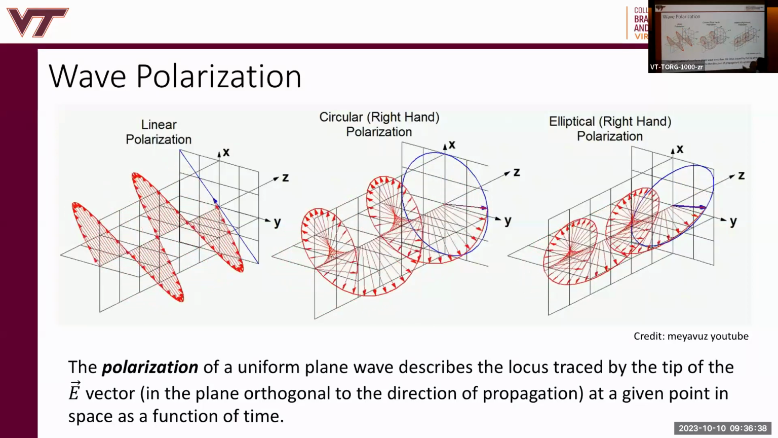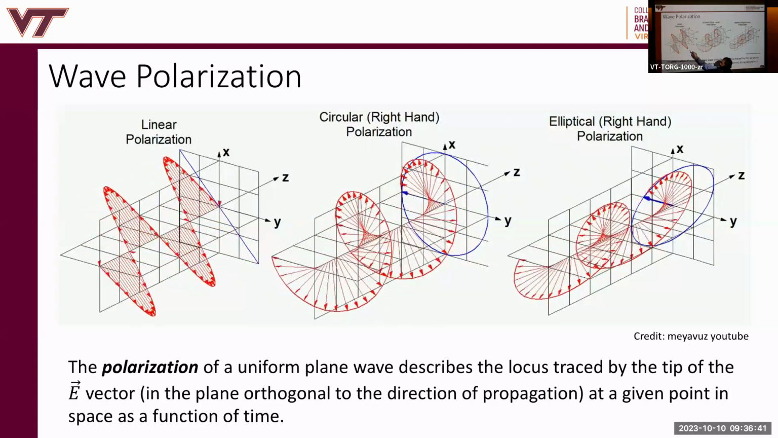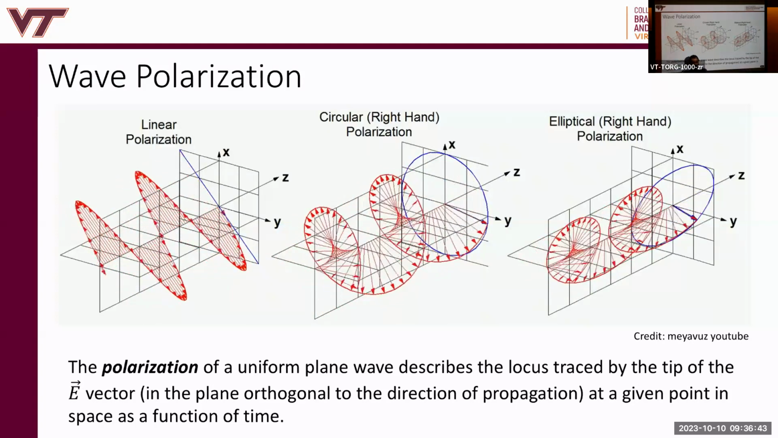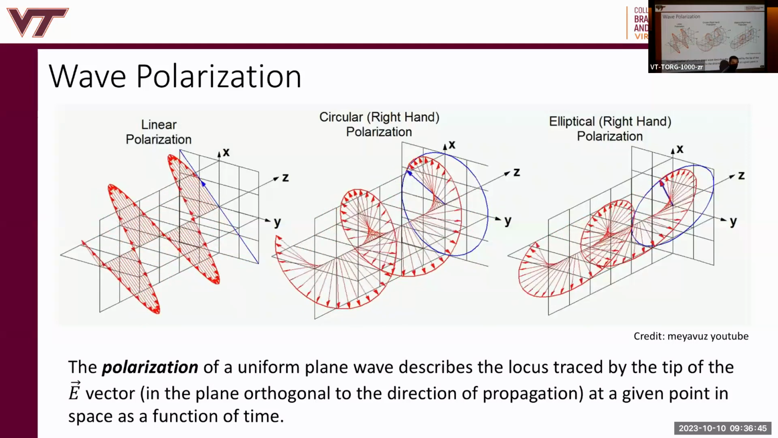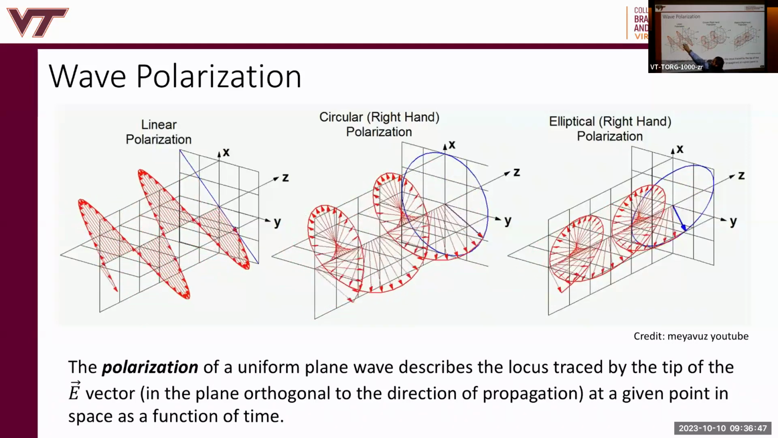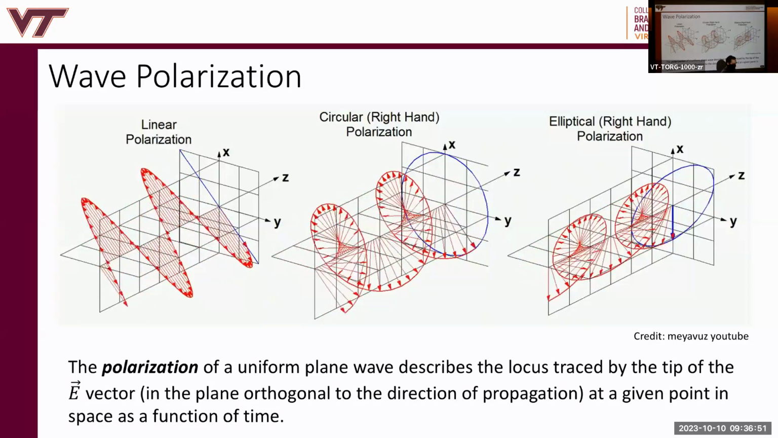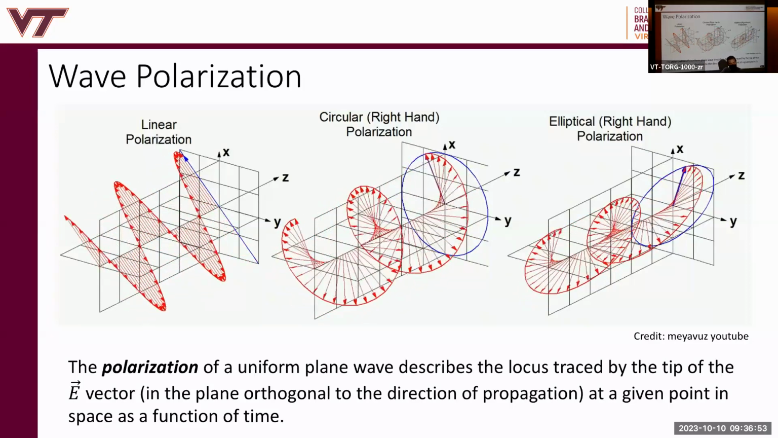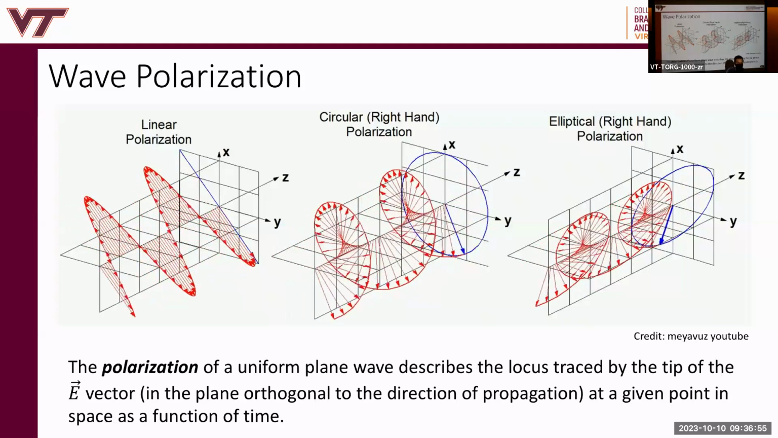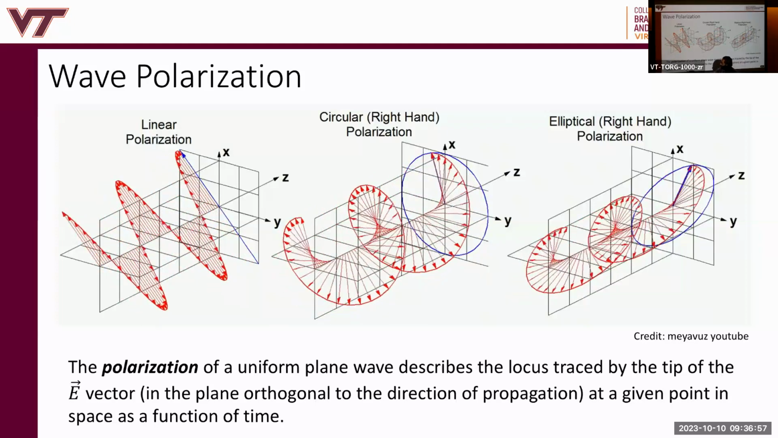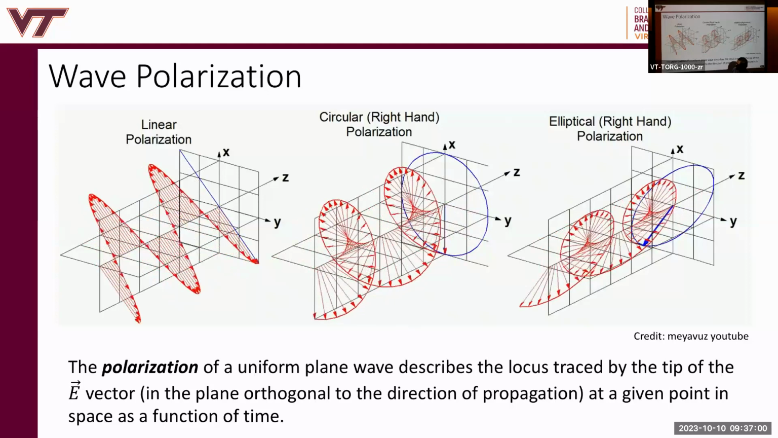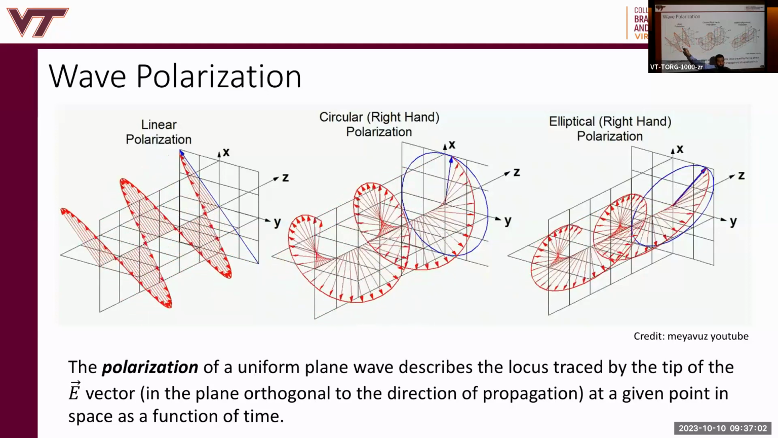It's at a given point in space, meaning if I change my z coordinate, then I might get a different definition of polarization. I'm looking at this particular direction, this z, and this x and y. So I'm looking this way, right? But if I look over here, then maybe I get a different definition of polarization, all right? At a particular point in space it is a function of time. So each point in space gets assigned a polarization.